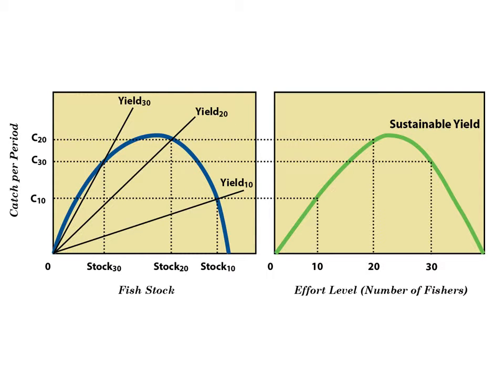So as long as you have 10 fishers catching C10, that is sustainable, and you'll be able to maintain your fish. If you have 30 and catch more than C30, that is not sustainable.